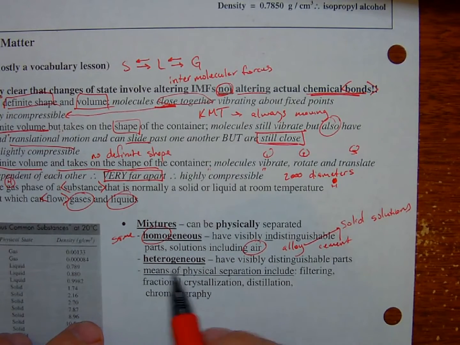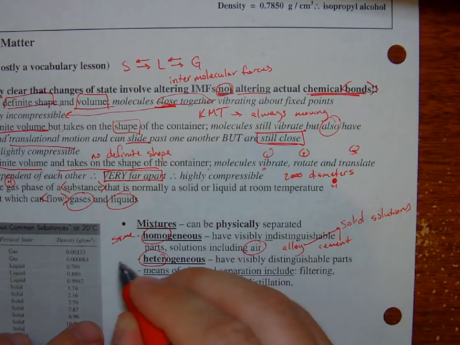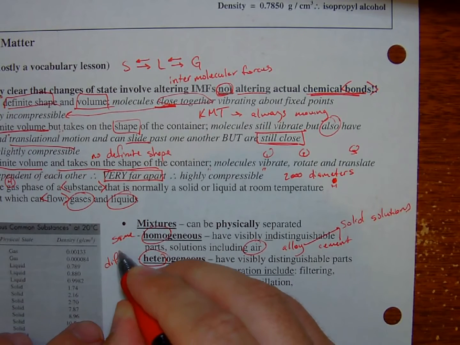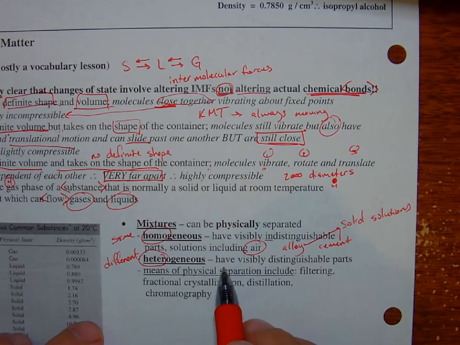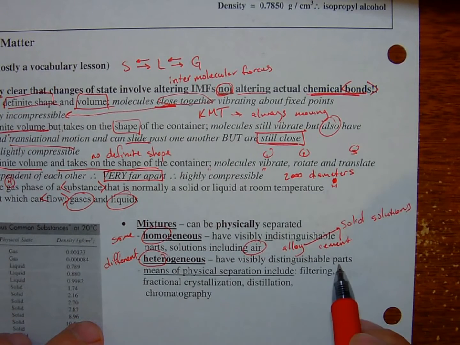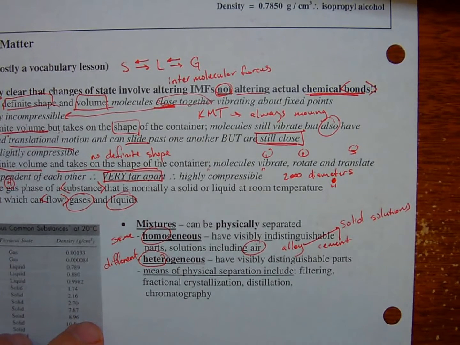We also have heterogeneous, right? Hetero means different, and so what this means is that there's a visibly distinguishable part in this heterogeneous mixture. You can tell the difference.